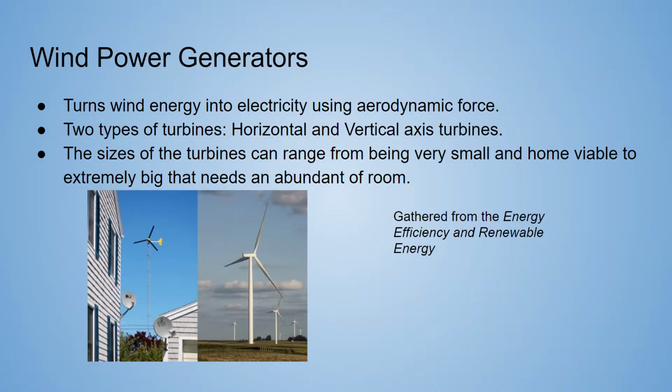Wind power generators turn wind energy into electricity using aerodynamic force. Two types of turbines usually are horizontal or vertical axis turbines. The size of the turbines can range from being very small and home viable to extremely big, needing an abundance of room. So, for example, there are sometimes windmill farms that are basically just for wind electrical generation. And then you can also have those small ones that are behind those farms and stuff like that.